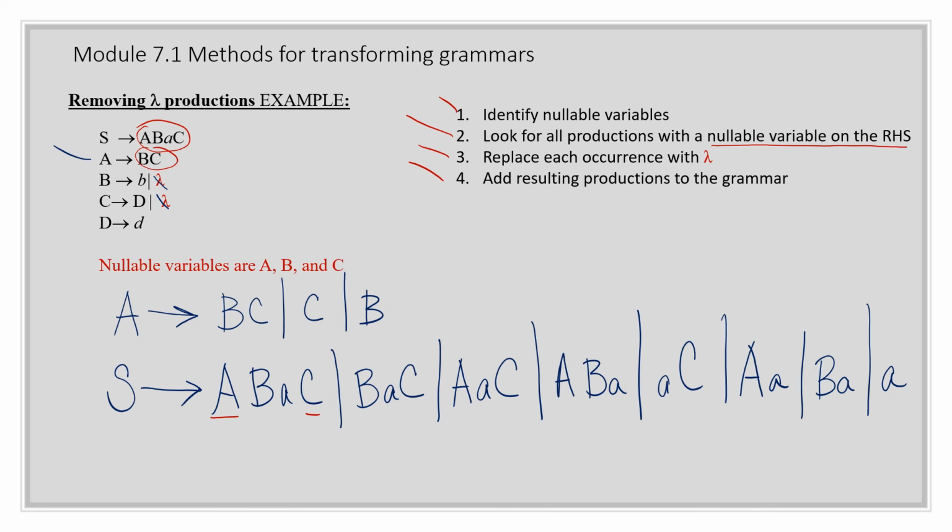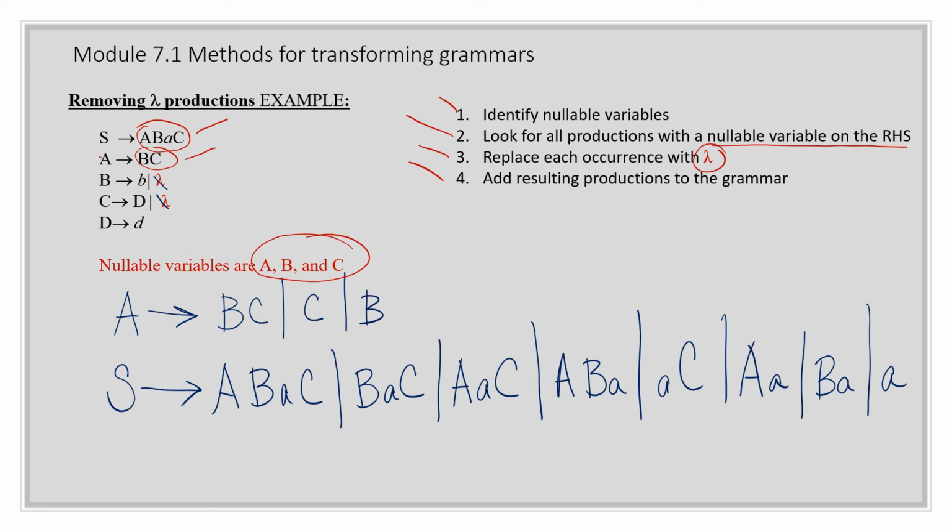So that's 8 productions. Again, to repeat what I did here: you identify your nullable variables. We identified that A, B, and C are the nullable variables. Then you look for any productions in which the nullable variables are on the right-hand side. These two productions have nullable variables on the right-hand side. Then you replace any occurrence of a nullable variable with lambda.